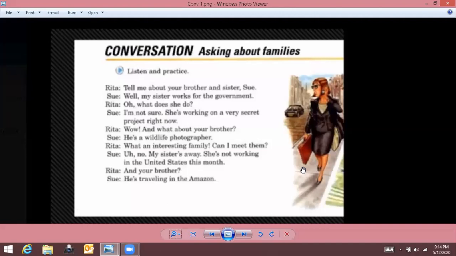So what type of suit is she wearing? Is she wearing jacket and pants? What kind of suit is she wearing? Blazer. It's kind of a blazer. Okay, and a skirt. Good. Any questions about the picture? No, teacher. So how many people do we have in the conversation?